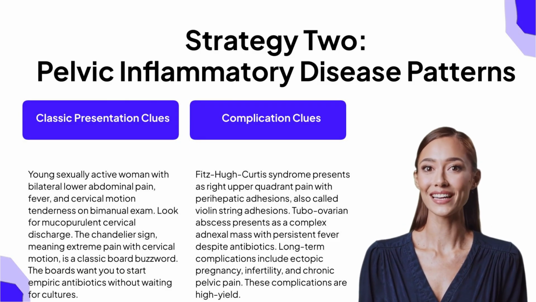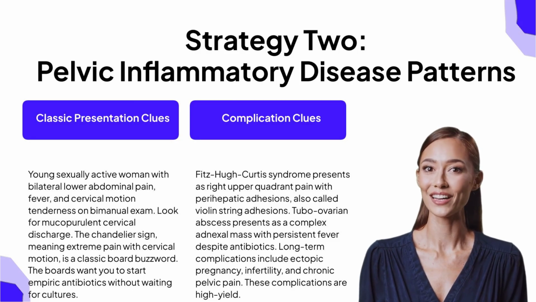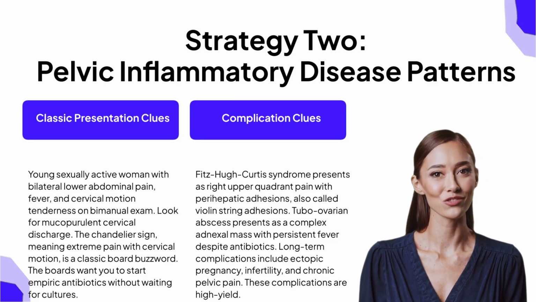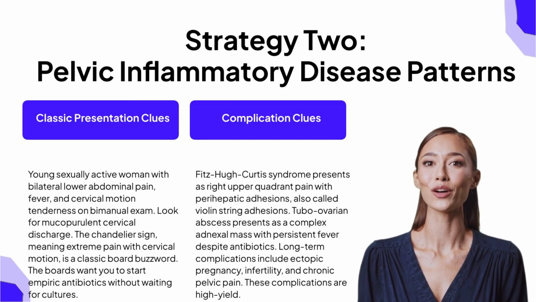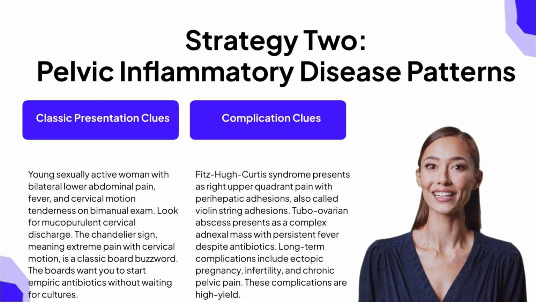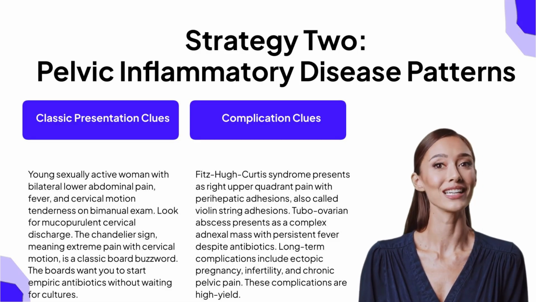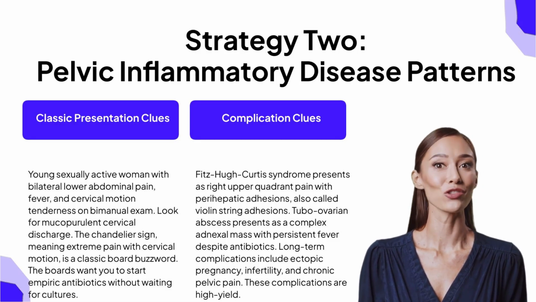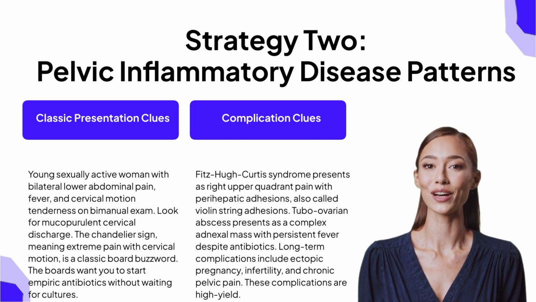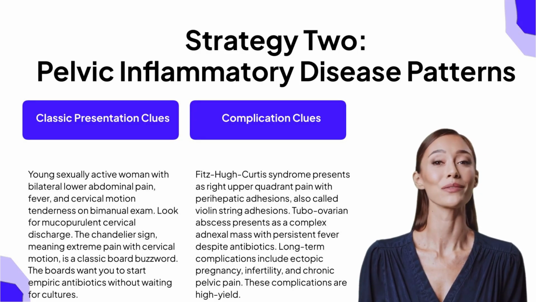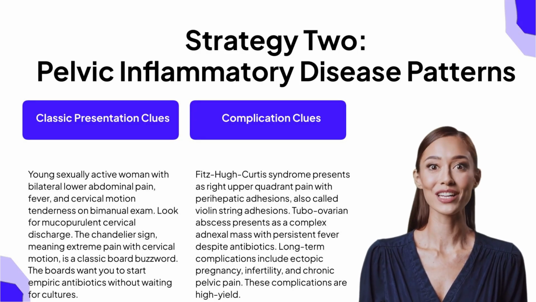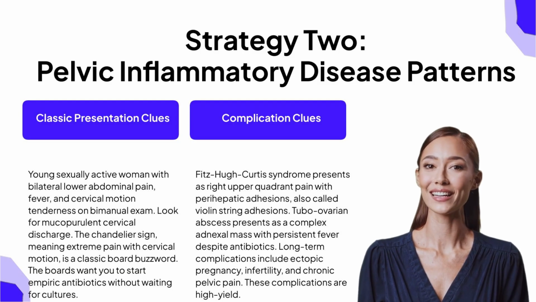A critical test-taking point is recognizing the complications. If the question mentions right upper quadrant pain in a young woman, think about Fitz-Hugh-Curtis syndrome, which causes perihepatic adhesions, also called violin string adhesions. If the stem describes a persistent fever despite antibiotics with an adnexal mass, think tubo-ovarian abscess. And always remember that long-term complications include ectopic pregnancy, infertility, and chronic pelvic pain. These come up frequently in question banks.